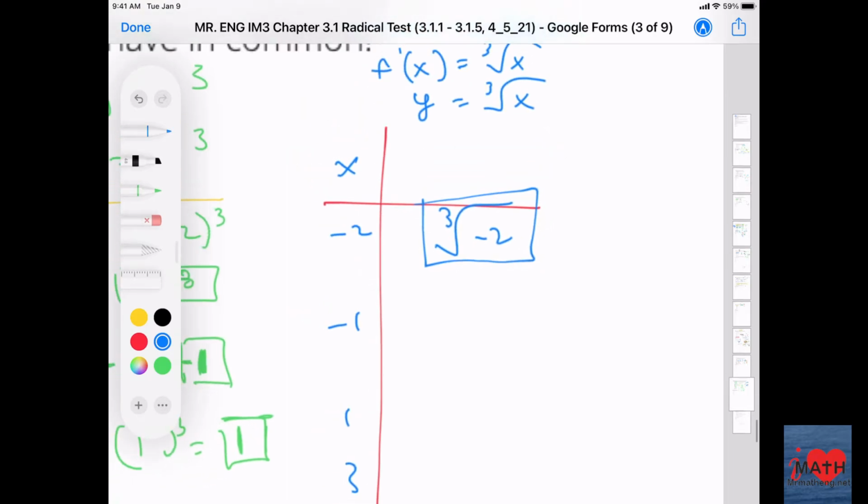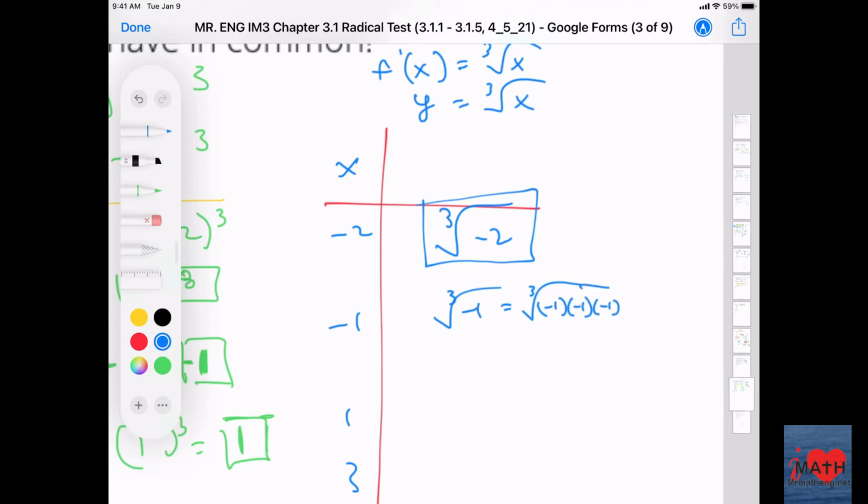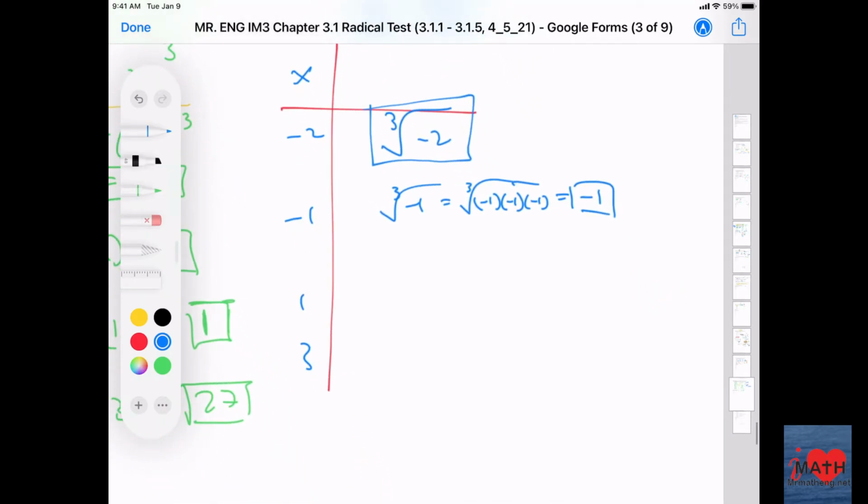If you put in -1, are there 3 identical numbers that multiply to be -1? And the answer is yes, it is -1. How about 1? Yes, it's 1. And how about 3? Can you think of 3 identical numbers that multiply to be 3? There are none, so this would be your answer.